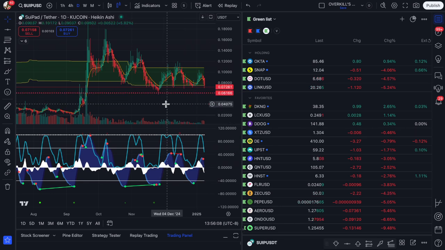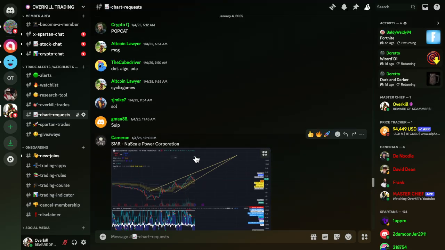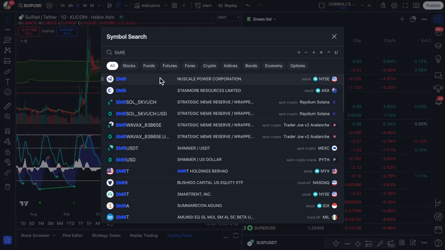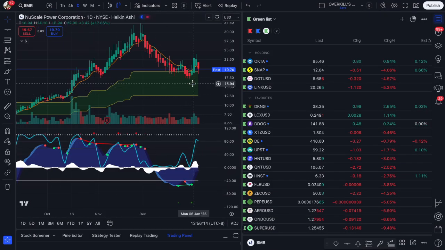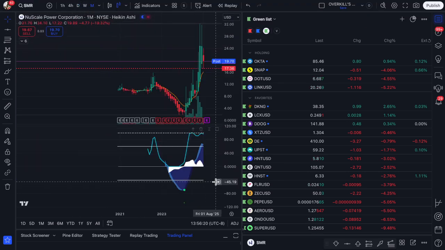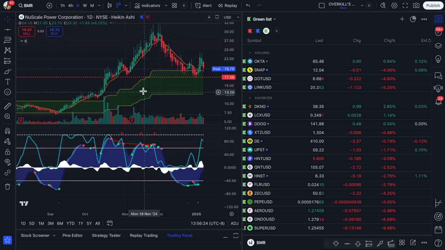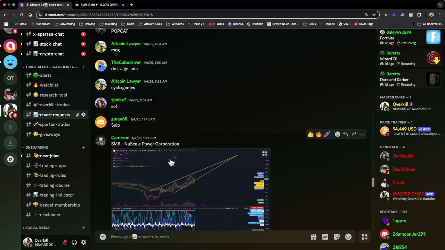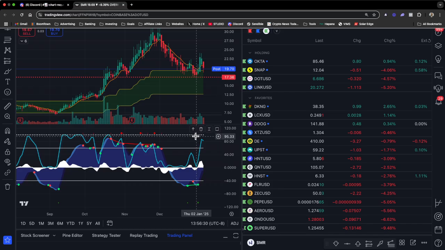Boom. On SUIP. SMR. SMR had an ugly day today, but the dot is still green. Stop loss on that trade is going to be right there at 1736. Monthly is red, no dot yet. So just really make sure that that 1730 holds. I just put the stop loss at $17 on SMR.